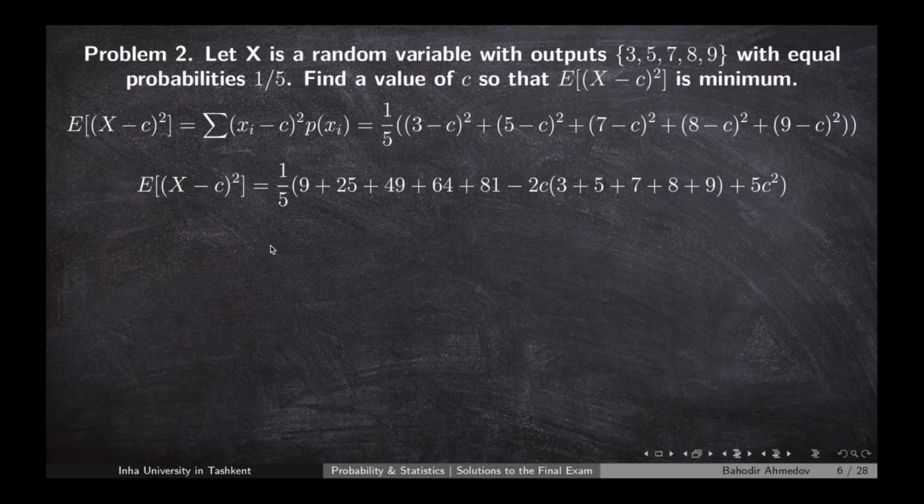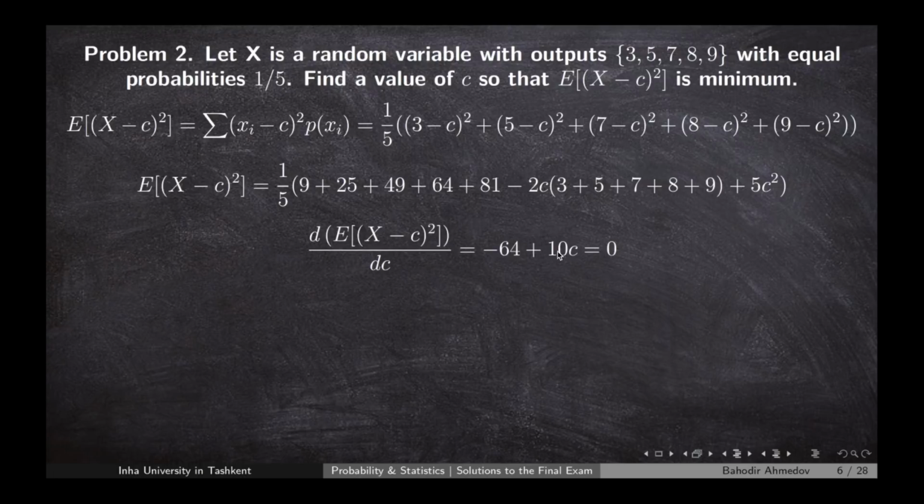So we need to evaluate the value of c when this expectation is minimum, right? In order to do this, using calculus, we're going to take the derivative of this function with respect to c. So basically, we need to take the derivative of the right-hand side with respect to c. The derivative of all of these terms is equal to 0 since they are constant. The derivative of this term is going to be minus 2c multiplied by the sum, which is 32, multiplied by the minus 2. It's going to be minus 64. And the derivative of this one is plus 10c.